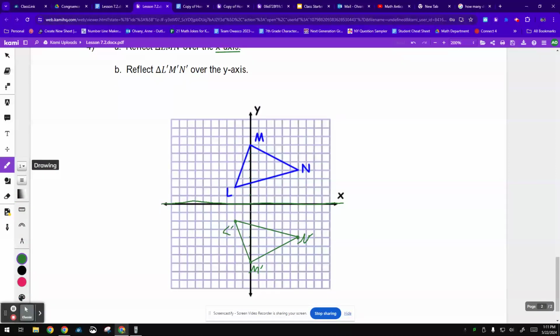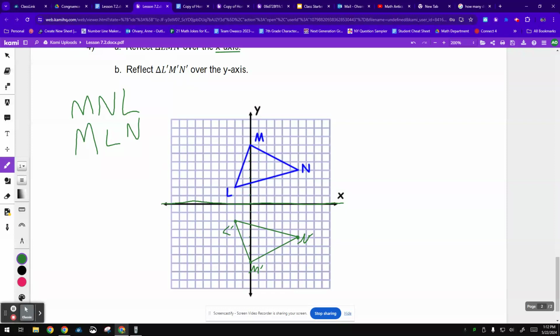So I want you to notice that this triangle did not just slide down. If it slid down, M would be at the top, right? It flipped over. Look at the orientation. Starting at M, going clockwise is M, L, N. M, L, N. This is a flip. The orientation is different. You good?